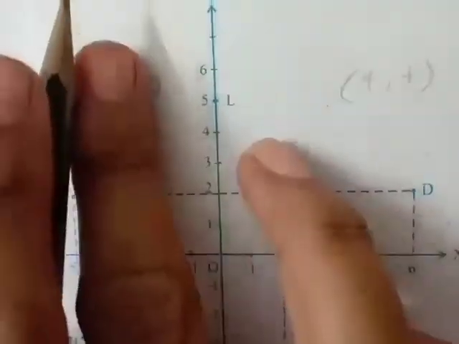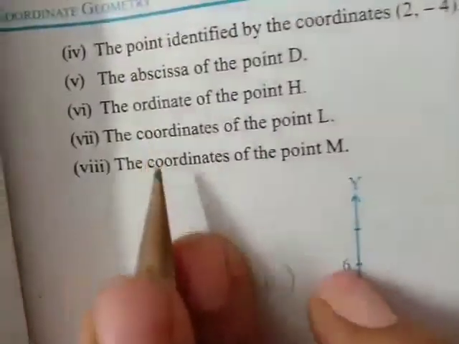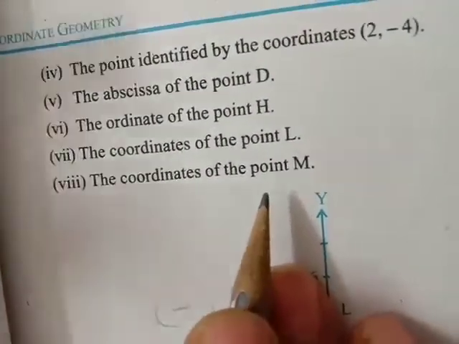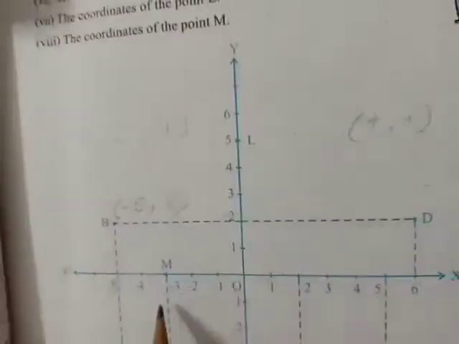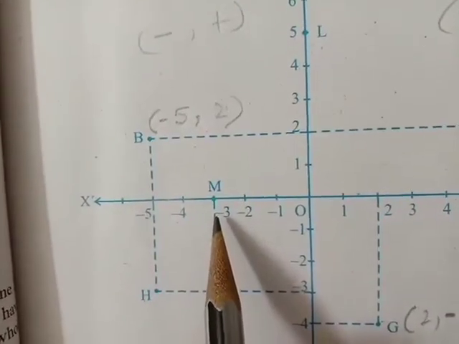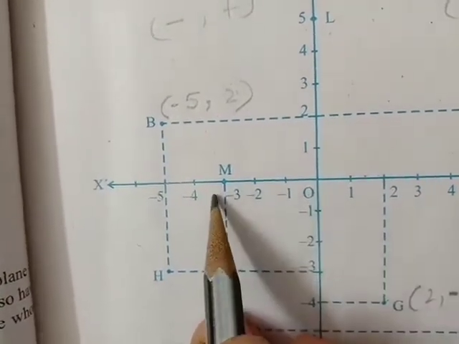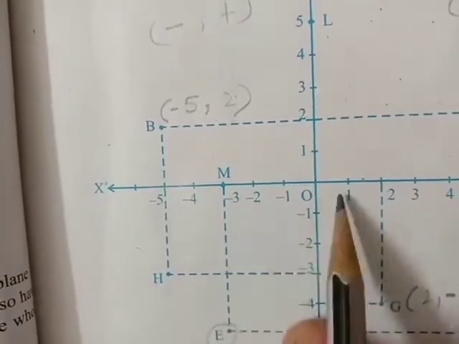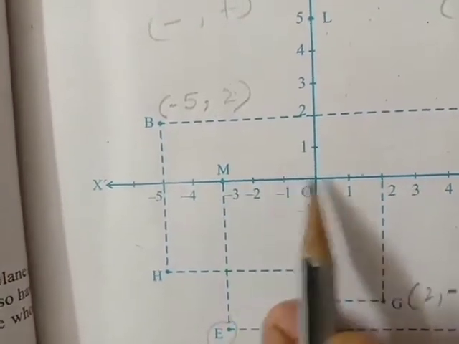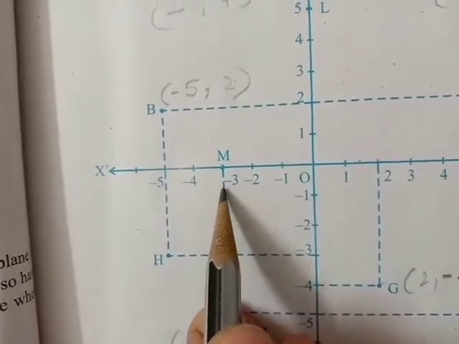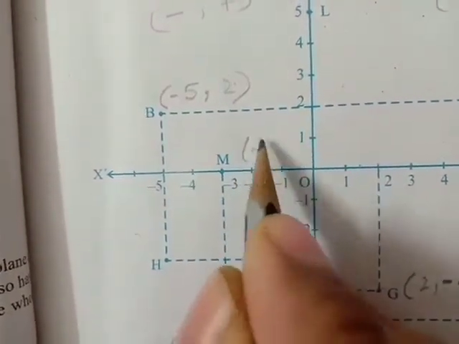And the last one, the coordinates of point M. Now where is M over here? It's here. What is the coordinate of point M? It is minus 3, 0. First comes the x coordinate and then you have to write the y coordinate. So it is minus 3, 0.